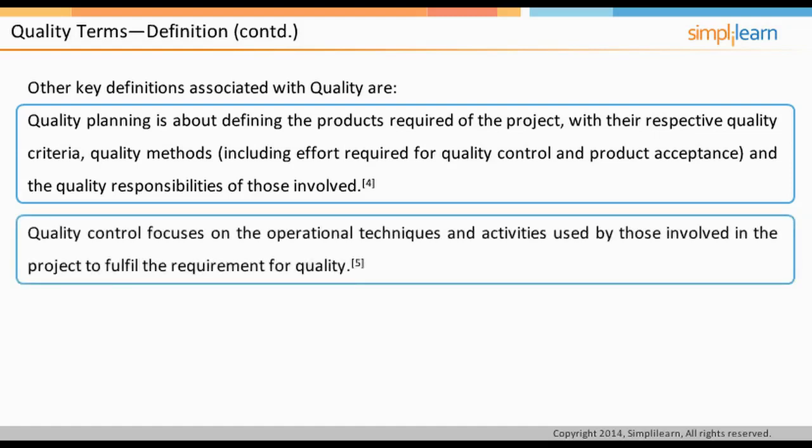Quality control focuses on the operational techniques and activities used by those involved in the project to fulfill the requirement for quality. It helps in identifying the ways of eliminating causes of unsatisfactory performance. Some examples of quality control activities are testing and inspection. In the next screen, we will discuss the last key definition in quality theme, which is quality assurance.